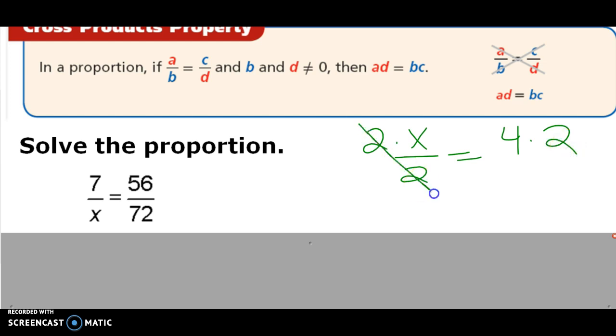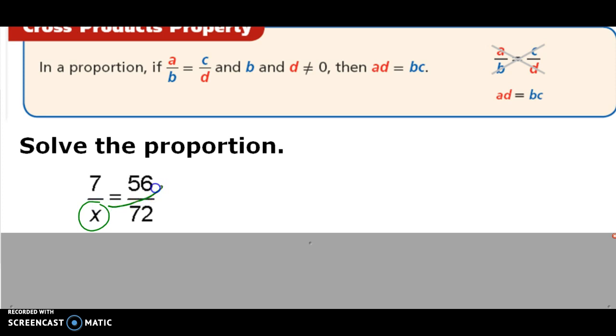The 2's go away, and basically the number that was down here gets multiplied to the top of the right side, and what's our answer? 8. So that's basically the concept behind cross multiplying. This number is going to get multiplied up to this number, and this number is going to get multiplied up to this number. Does that make sense?